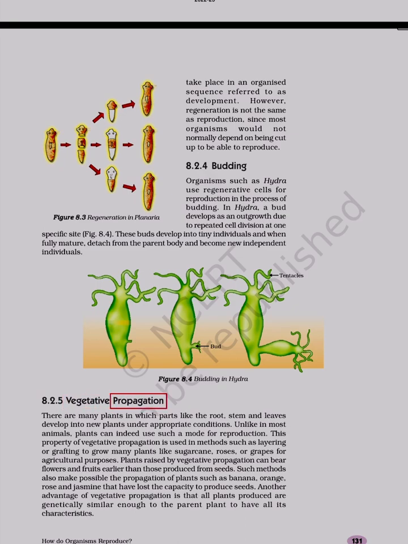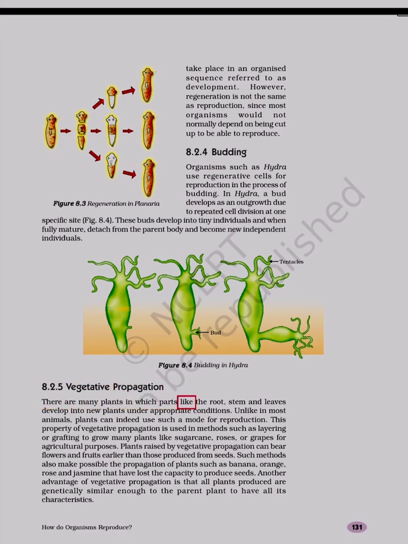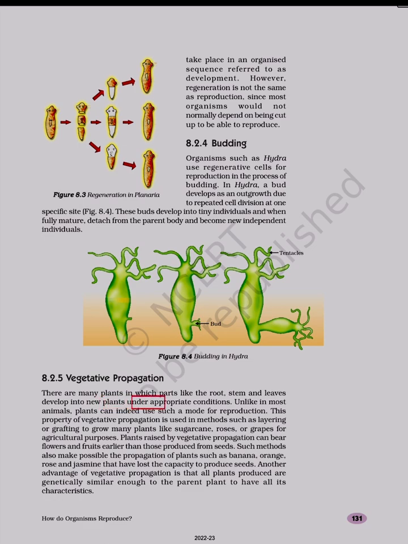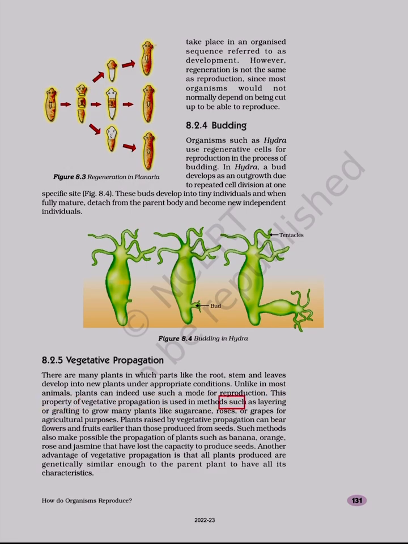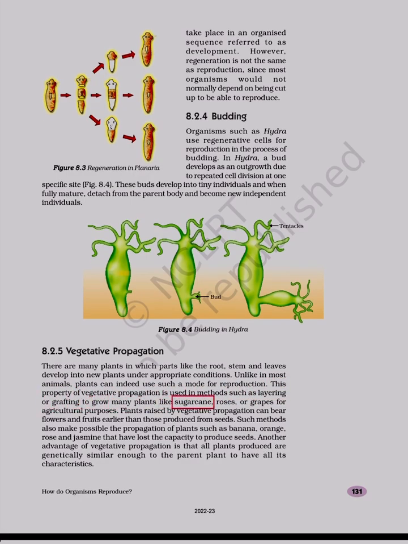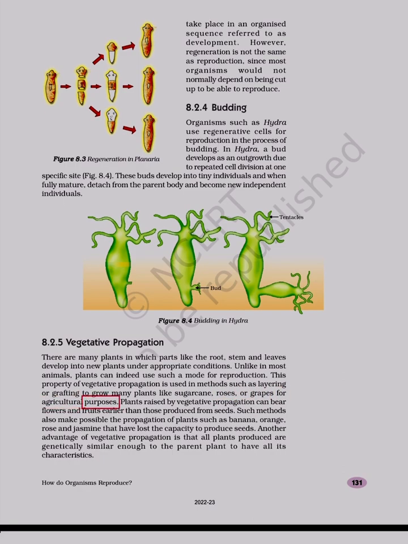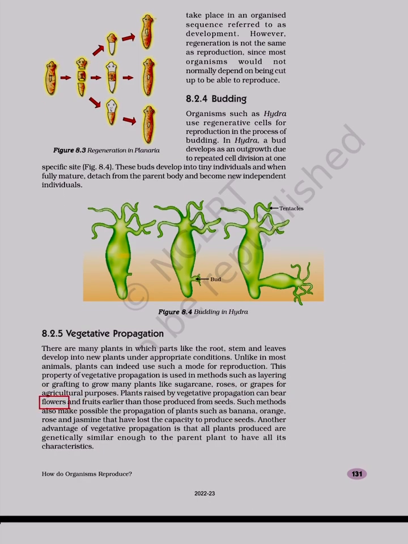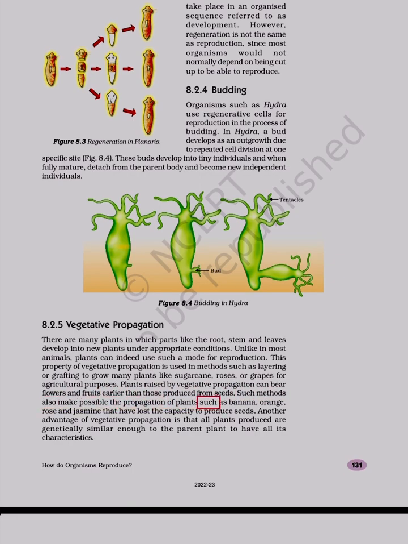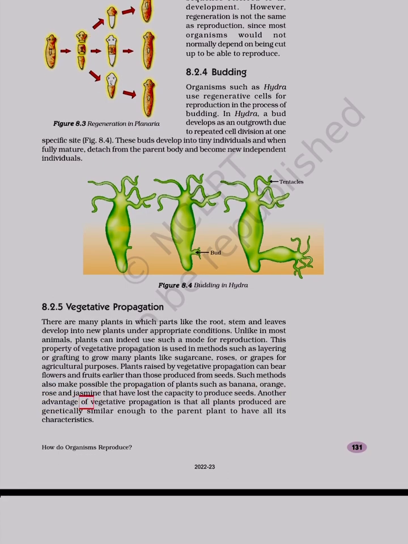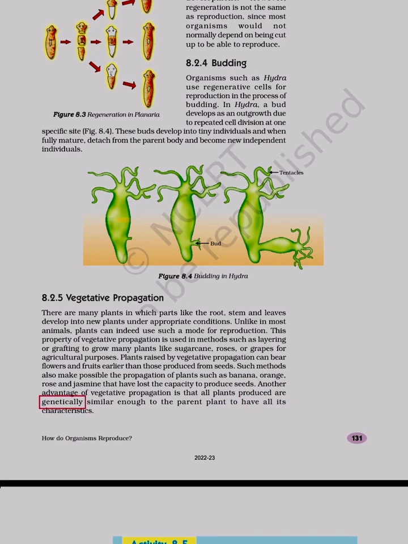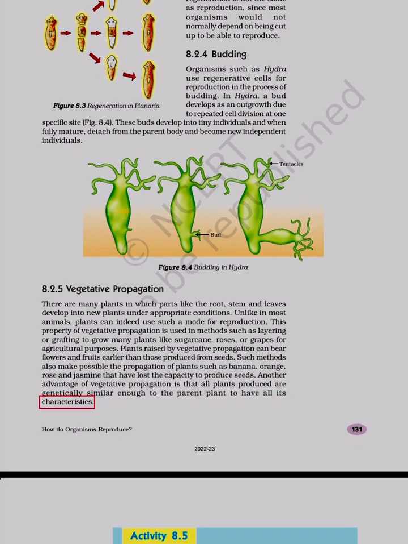8.2.5 Vegetative propagation. There are many plants in which parts like the root, stem and leaves develop into new plants under appropriate conditions. Unlike in most animals, plants can indeed use such a mode for reproduction. This property of vegetative propagation is used in methods such as layering or grafting to grow many plants like sugarcane, roses, or grapes for agricultural purposes. Plants raised by vegetative propagation can bear flowers and fruits earlier than those produced from seeds. Such methods also make possible the propagation of plants such as banana, orange, rose and jasmine that have lost the capacity to produce seeds. Another advantage of vegetative propagation is that all plants produced are genetically similar enough to the parent plant to have all its characteristics.